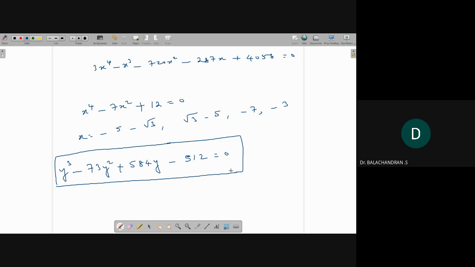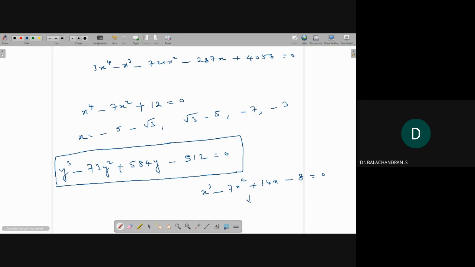But anyway, he got the correct answer. Actually, he done it. What is the method you have? Rahul, can you explain? Actually, this is the equation. Is it correct? x cube minus 7x square plus 14x minus 8 equal to 0. Is it correct? Yes, sir.